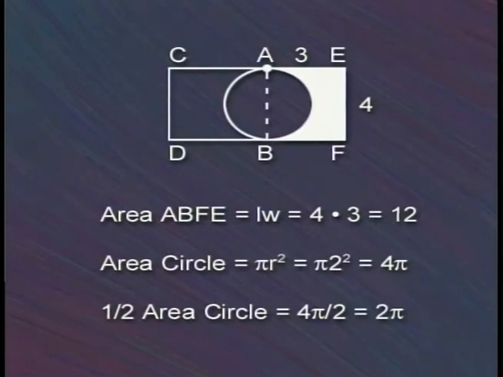The area of the rectangle is calculated by multiplying length times width, or 4 times 3 for 12. The radius of the circle is equal to 2. The area is calculated by pi times the radius squared, or pi times 2 squared, or 4 pi. This is the area of the entire circle. Taking 1/2 of this area gives us 2 pi.